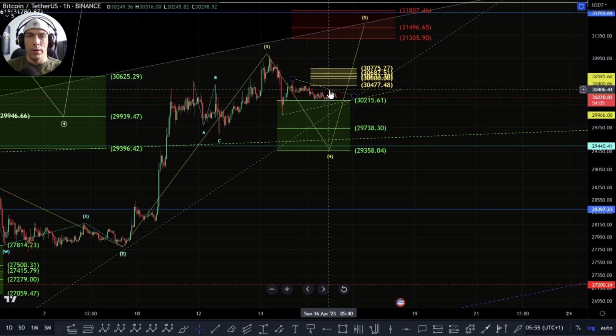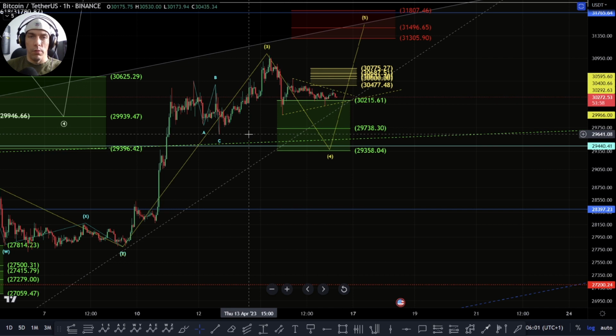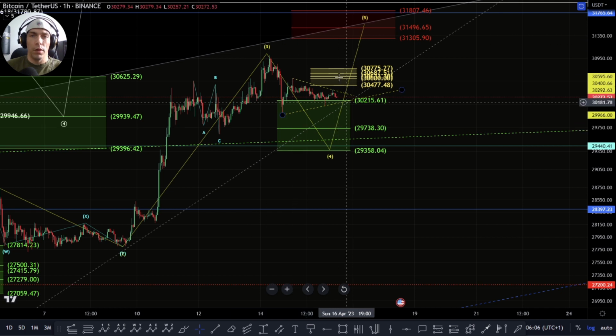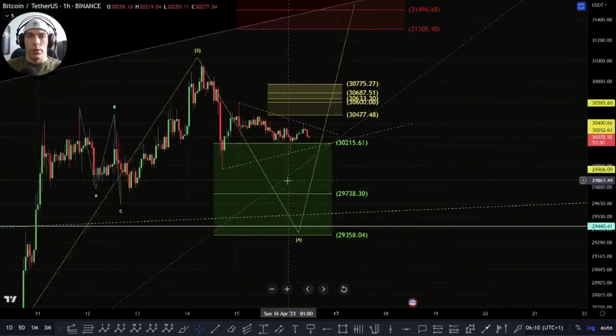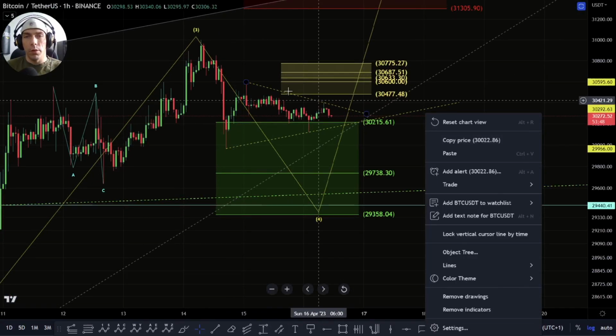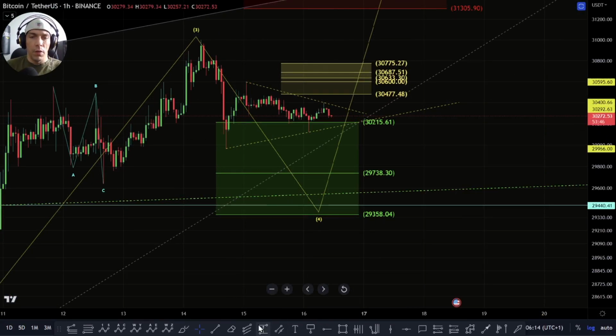Still looking for this possibility of us to come down here, potentially looking for this lower region, or even possibly retesting this low here of this 29,641. So we're going to discuss a couple of options within here and have a look at where we think this is going.